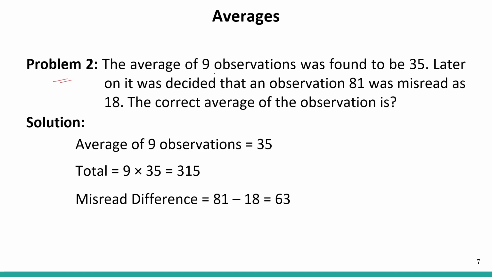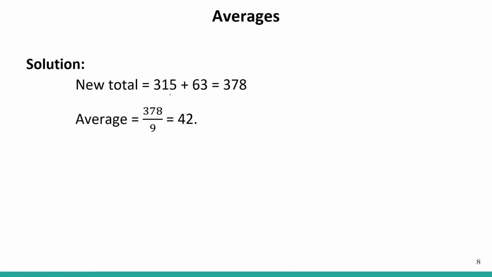Let's go forward with the step-by-step solution. The average of 9 observations is equal to 35. So total 9 into 35 is equal to 315, the cumulative count. The misread difference was 81 minus 18, that is equal to 63. So the new total is equal to 315 plus 63, which is 378. So the average will be 378 by 9, which is equal to 42.